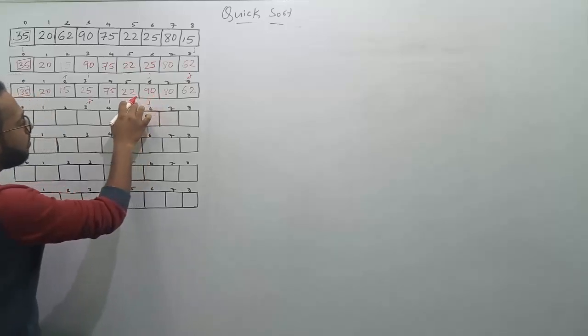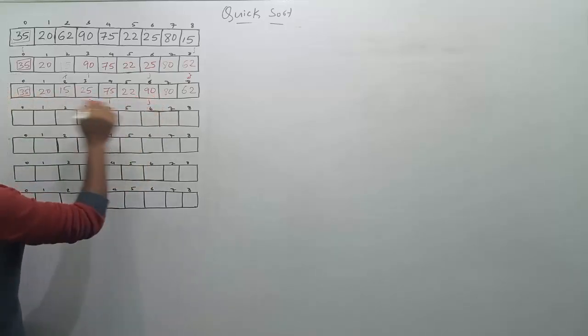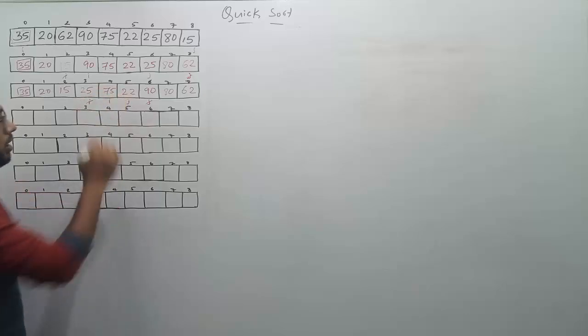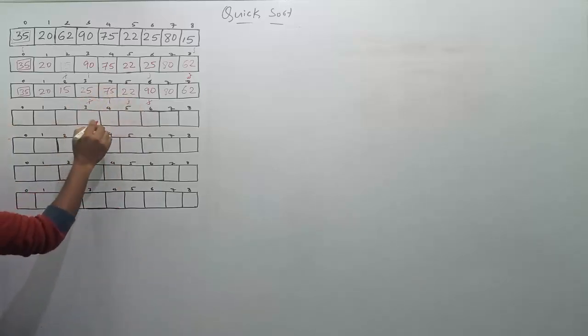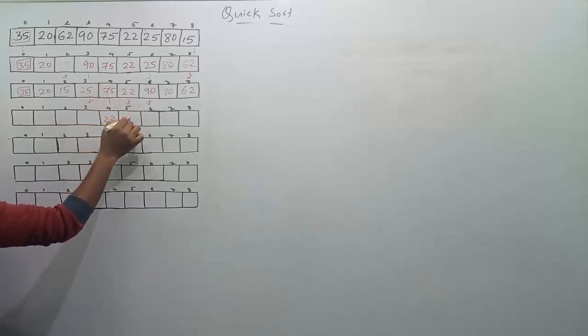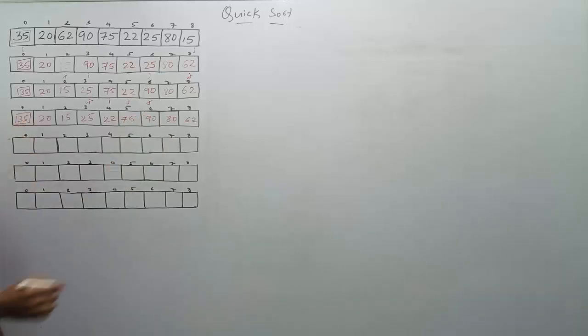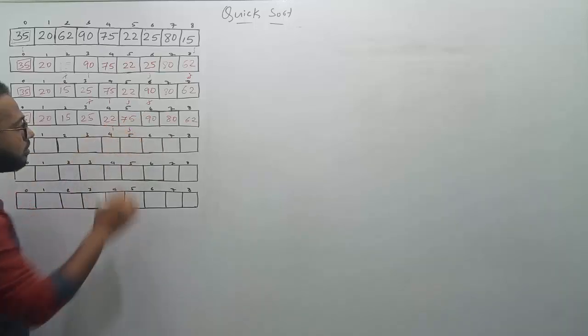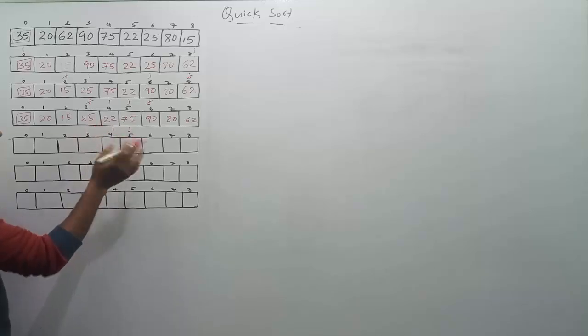I will check, is there an element on the left side of j which is lesser than pivot? Yes, 22 is there. So I will mark this. So I will swap these two. 22 will come here and 75 will come here, pivot. Okay, so our i was here, j was here. Now again we need to check.